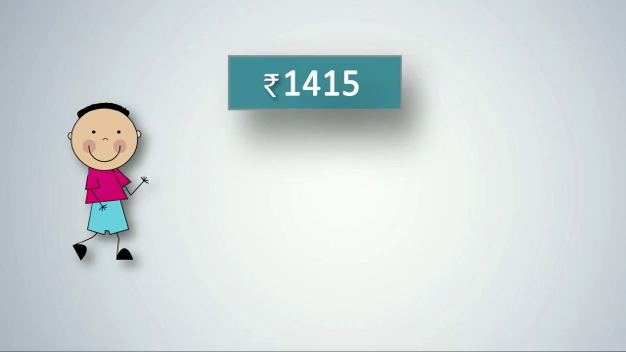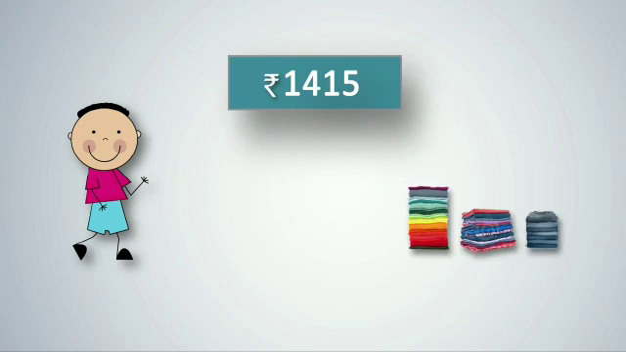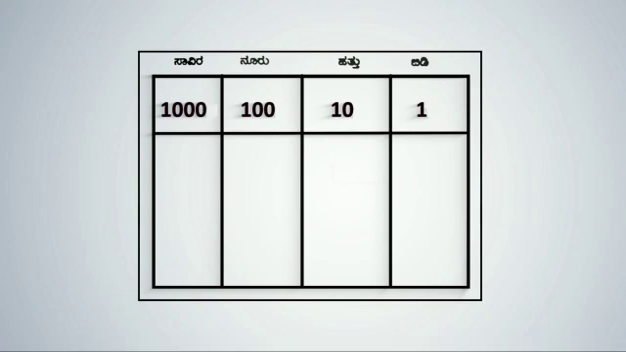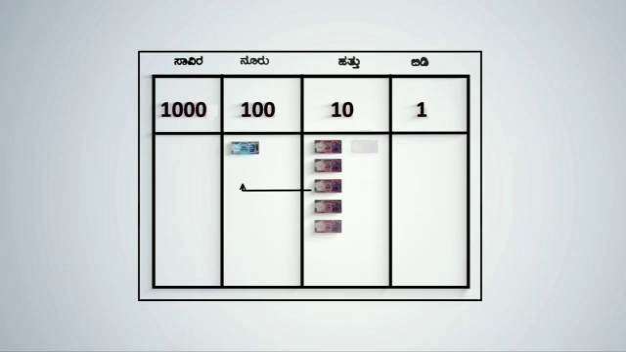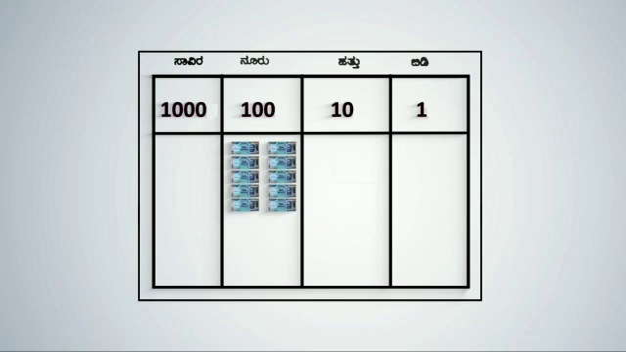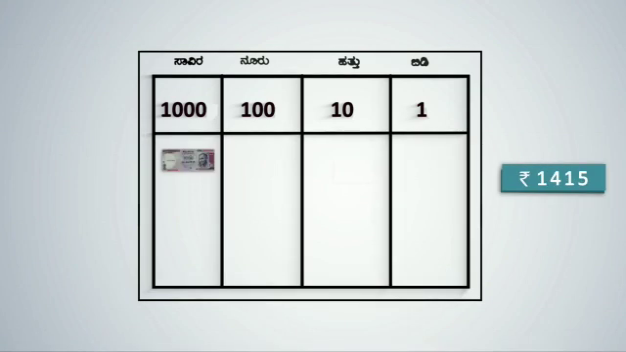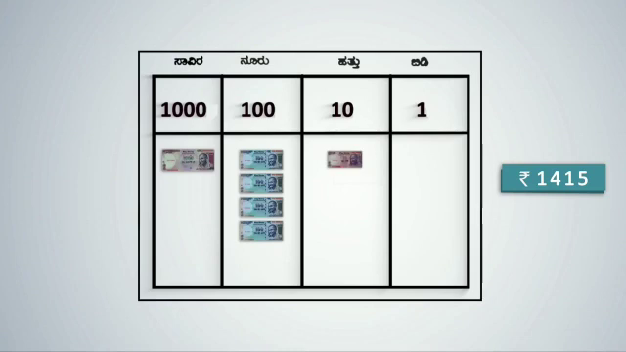If we have to pay a shopkeeper 1,415 rupees for buying some clothes, it is not convenient to carry the entire amount in 1 rupee notes. Grouping by tens makes this easier. 10 1 rupee notes are equal to 1 10 rupee note, 10 10 rupee notes are equal to 1 100 rupee note, and 10 100 rupee notes are equal to 1,000 rupee note. It is now convenient to give the shopkeeper 1 1,000 rupee note, 4 100 rupee notes, 1 10 rupee note, and 5 1 rupee notes.